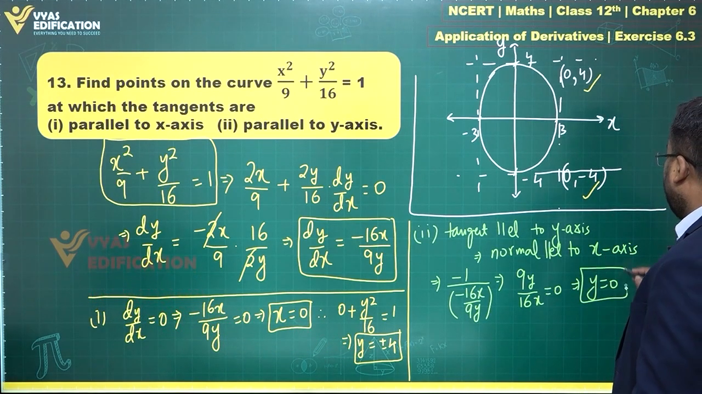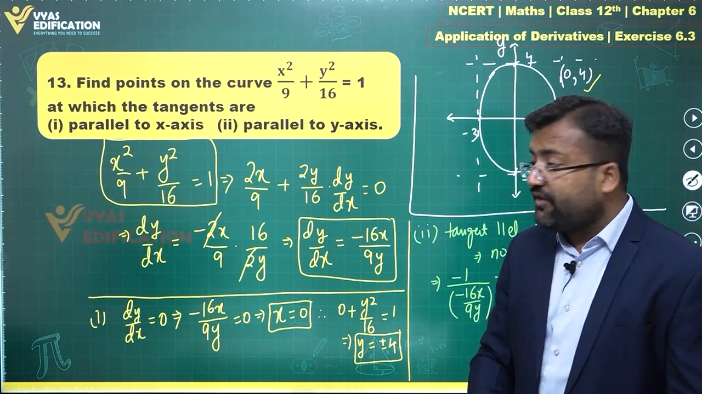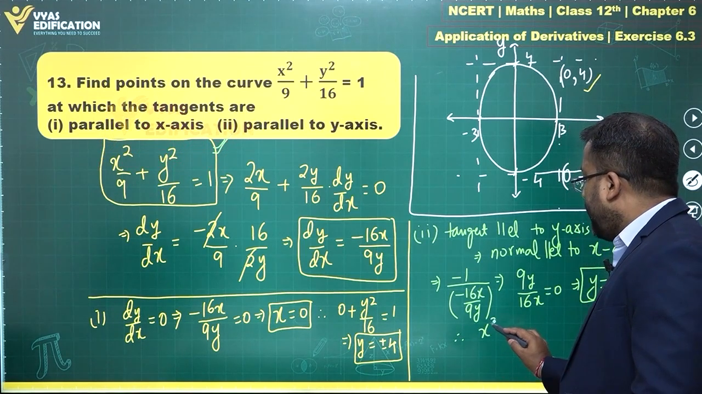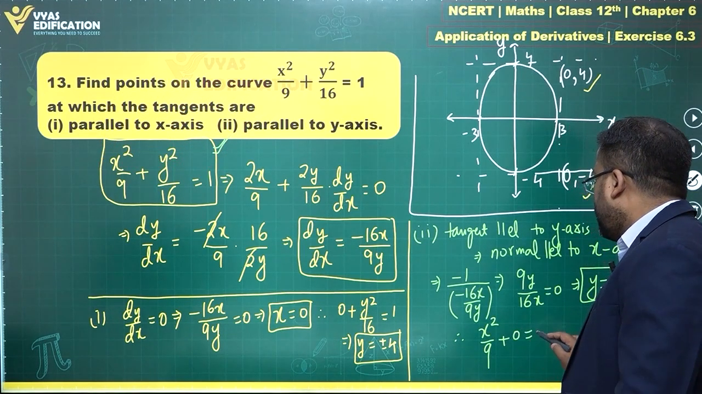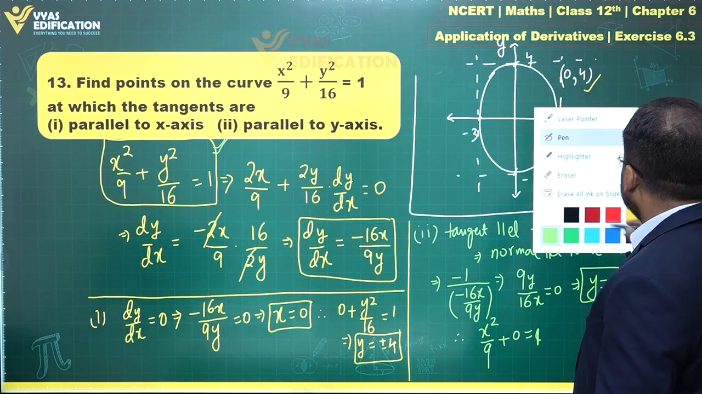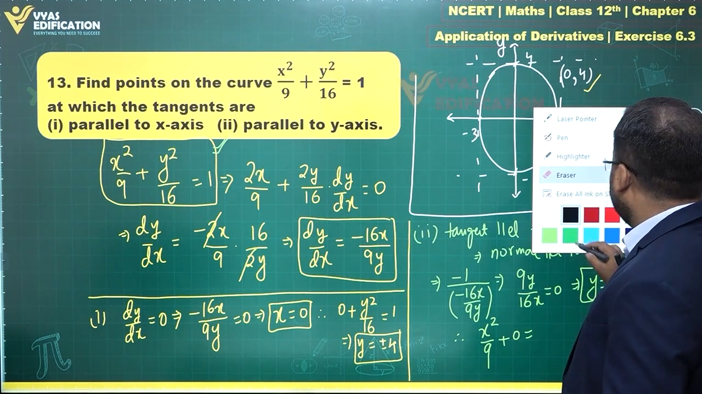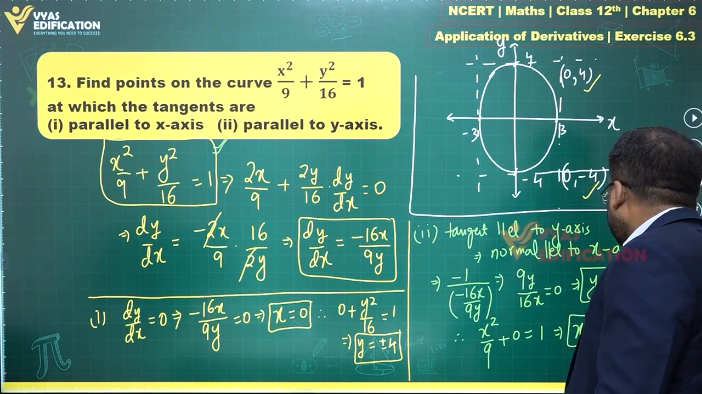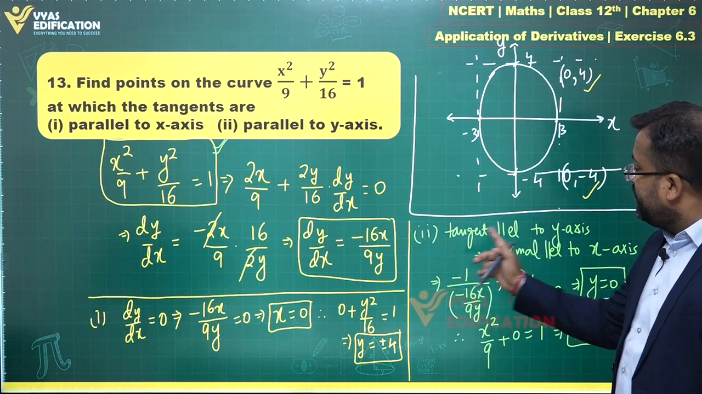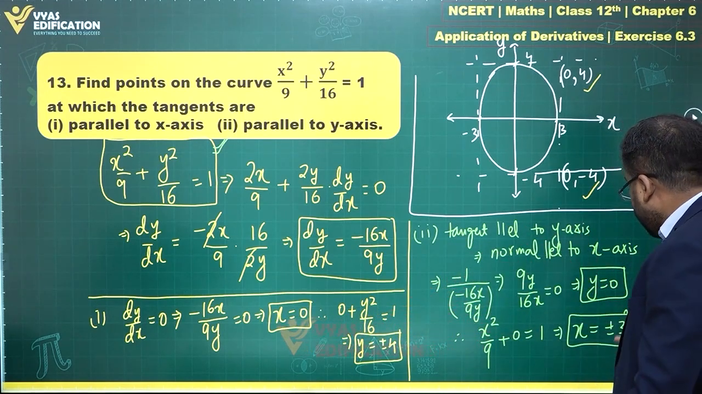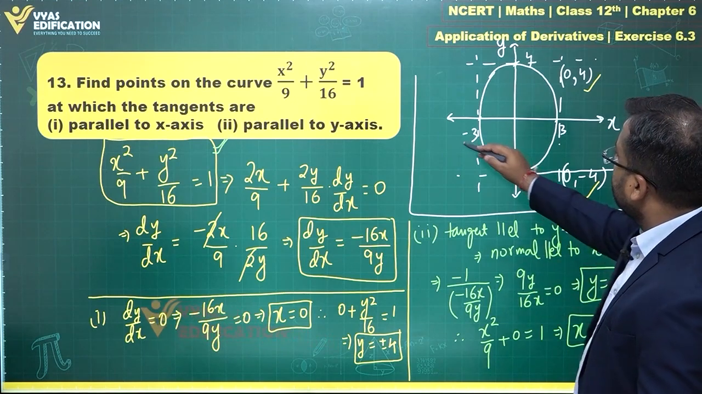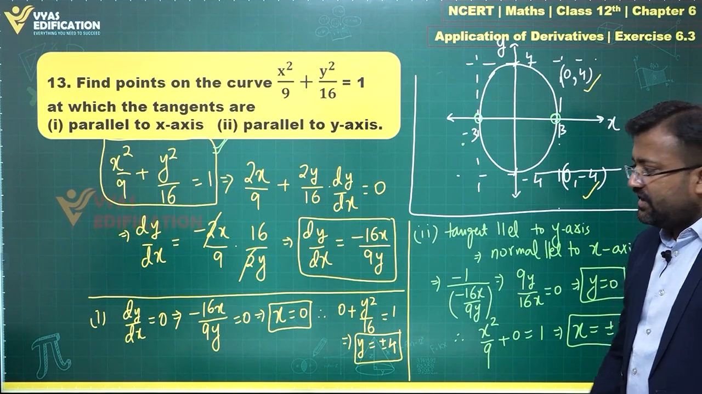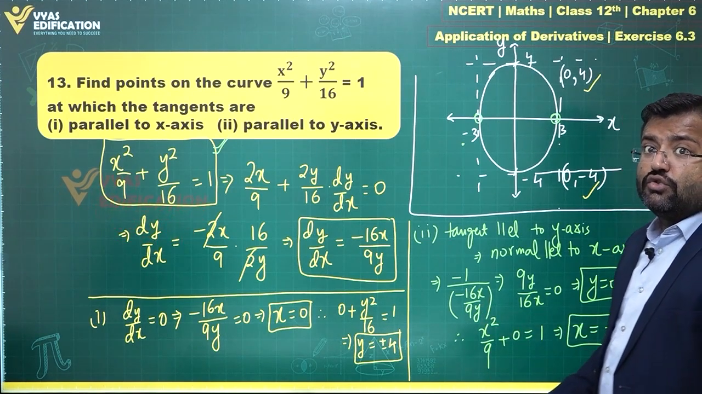Okay, if you get y equals 0, can you also find the value of x with the help of the equation of curve? Yes. Therefore, x square by 9 plus 0 is equal to 1 over here, right? This tells me x equals plus or minus 3. The 2 points at which tangent is parallel to the y-axis will be 3, 0 and minus 3, 0. These will be the 2 points at which tangents are parallel to the y-axis. That's what we have over here, and that's all in this question, as you can see.